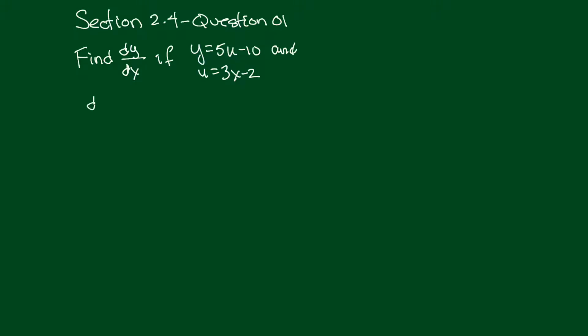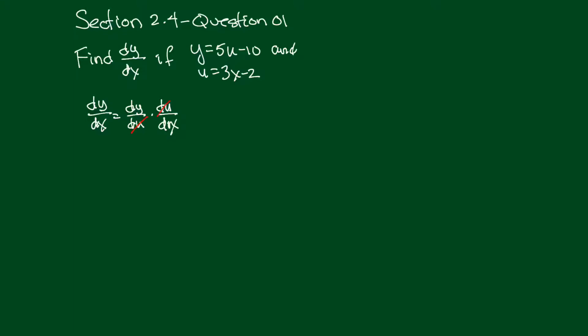So we notice that dy/dx, we can write that like this: dy/du, because what do we have here? y depends on u, right? If you look back up here, y depends on u. So we can find how y changes as u changes, and then we'll multiply that by du/dx, because u is a function of x.